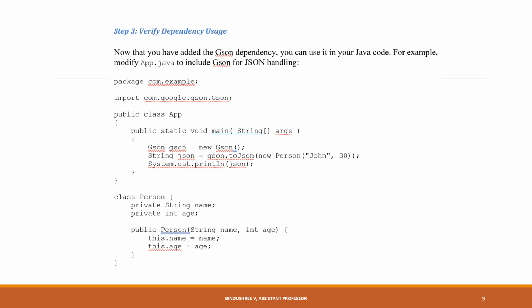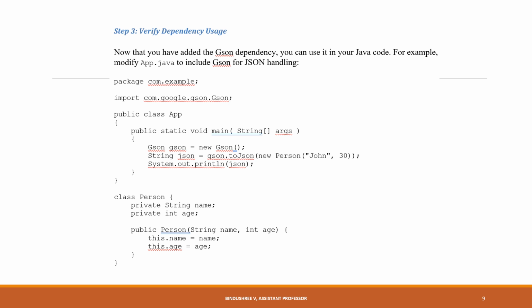Okay, see here I am, the package is com.example. So the com.example was the group ID which we have taken in the Maven project. So that package you are supposed to write it here. And also we are incorporating JSON that should be included here.